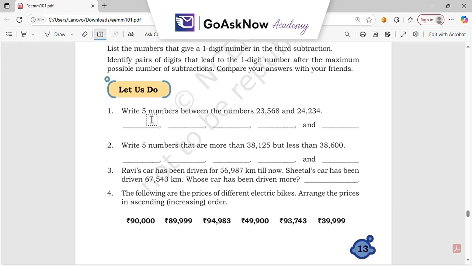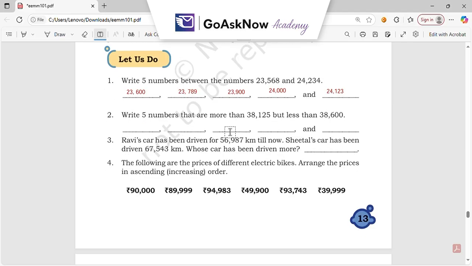Let us do this: write 5 numbers between 23,568 and 24,234. Here we can take 23,600, next 23,789. We are choosing random numbers. 23,900, 24,000, next 24,123.